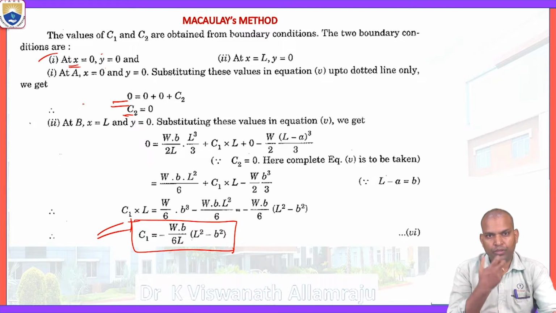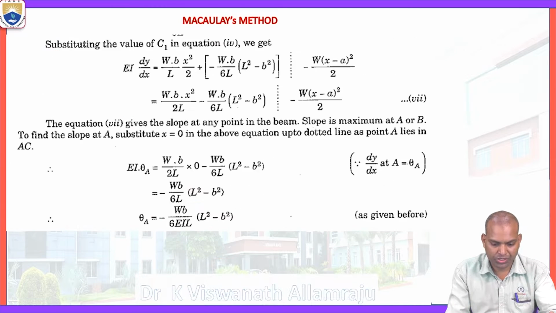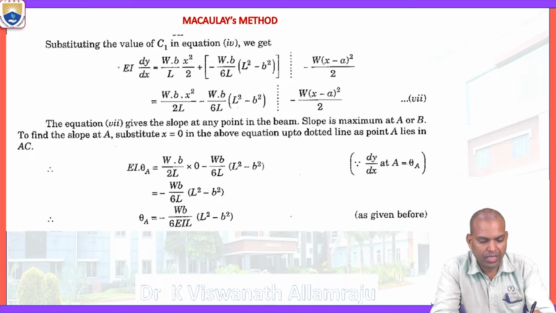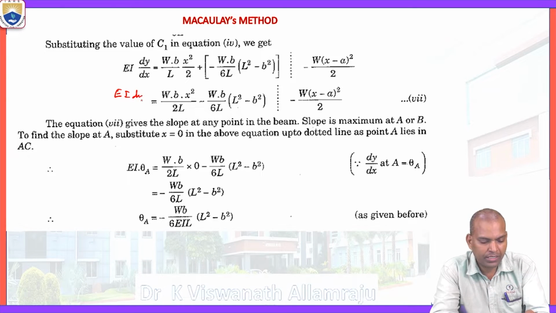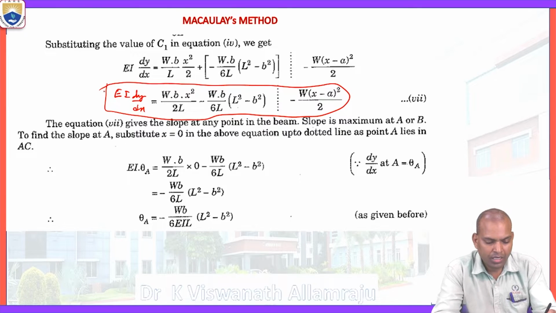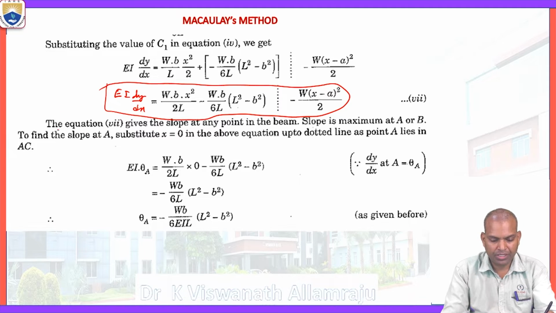If you substitute in both the deflection equation and slope equation, then you will get the generic or parametric slope and deflection equations. Now, substituting the c1 value in equation 4, that is the slope equation, EI times dy by dx equal to this equation we got. Next, what is the deflection equation? This is the slope equation.